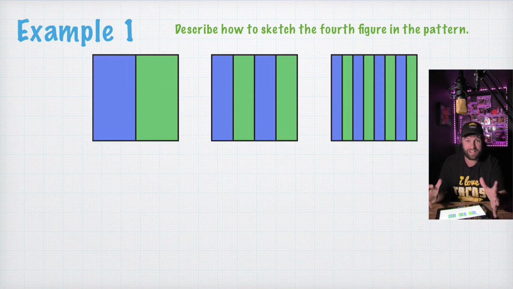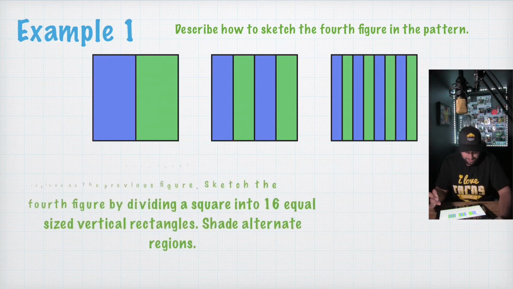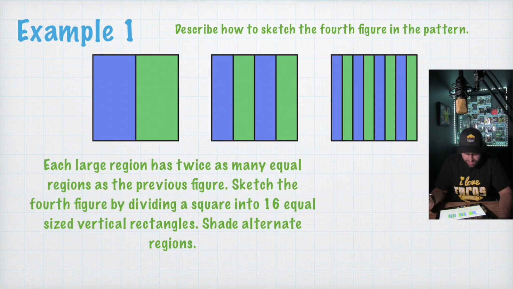To save you guys from the misery of seeing my handwriting, I've already typed up the words for you and you can just write it down that way. Each large region has twice as many equal regions as the previous figure. Sketch the fourth figure by dividing a square into 16 equal-sized vertical rectangles. Shade alternate regions. Hope that makes sense. Whenever I'm doing reasoning like this, I just like to look at it for a minute. I always feel like I have super brain power, like I'm studying and putting it to work. And you guys can do it too. Let's keep going.